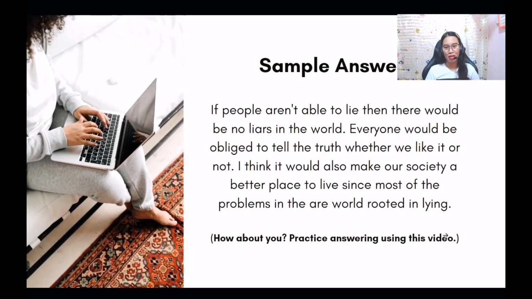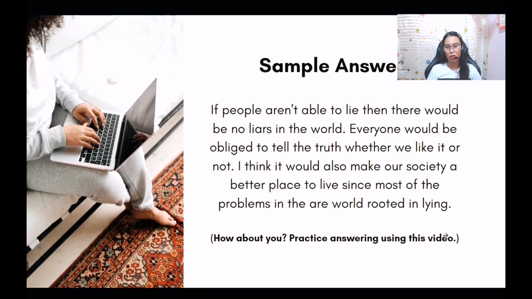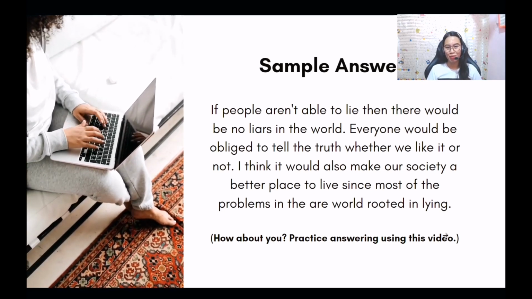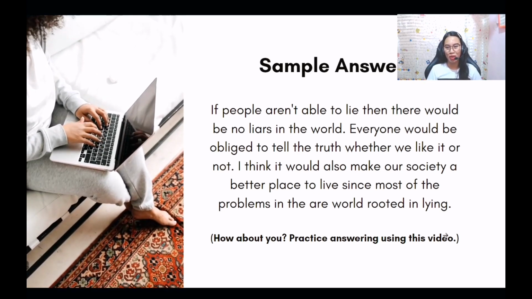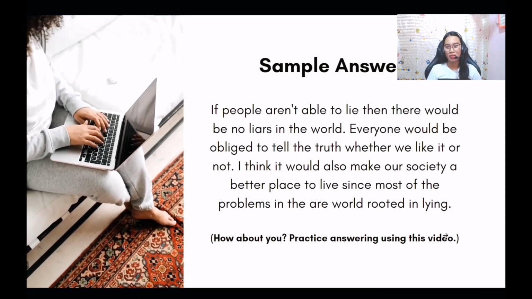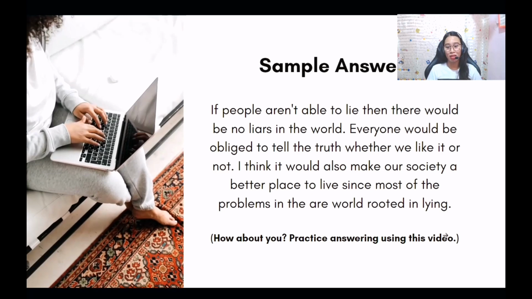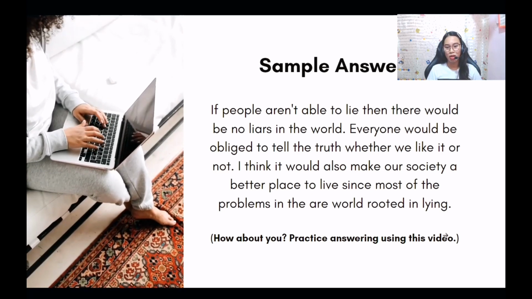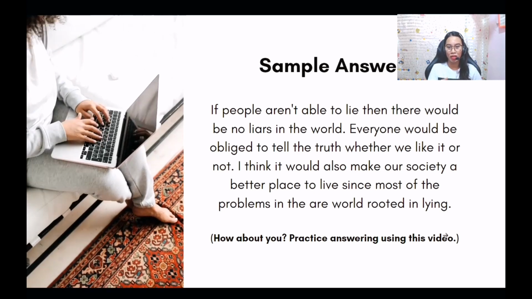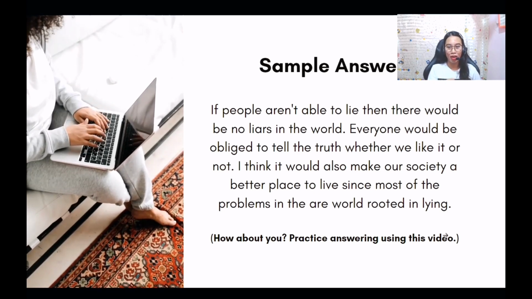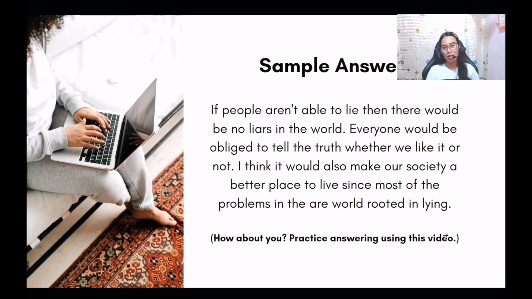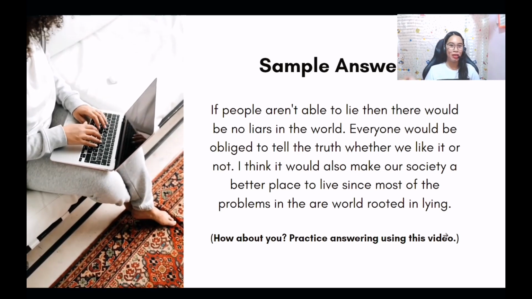So, if people aren't able to lie, then there would be no liars in the world. Everyone would be obliged to tell the truth, whether we like it or not. I think it would also make our society a better place to live, since most of the problems in the world are rooted in lying. So that is my answer, and you can make yours.